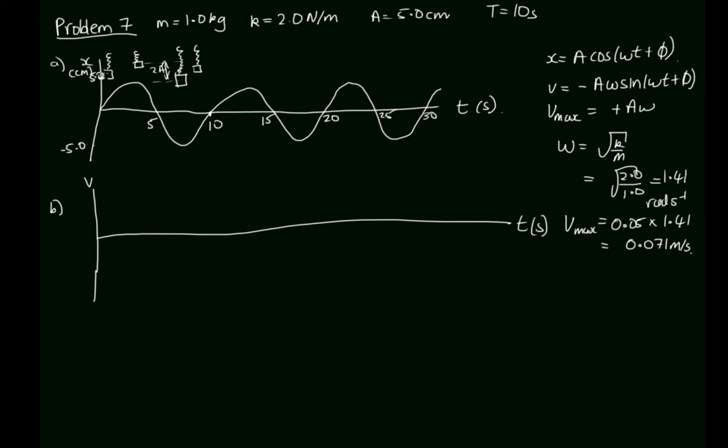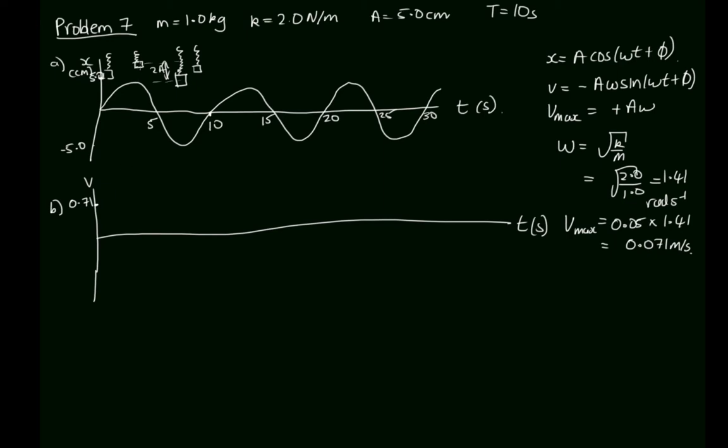Now, for simple harmonic motion, the maximum speed occurs when it's going through its equilibrium position. So that's right at the start here. And at the start, it's moving upwards. So we'll take that as positive. So it starts here at 0.71.